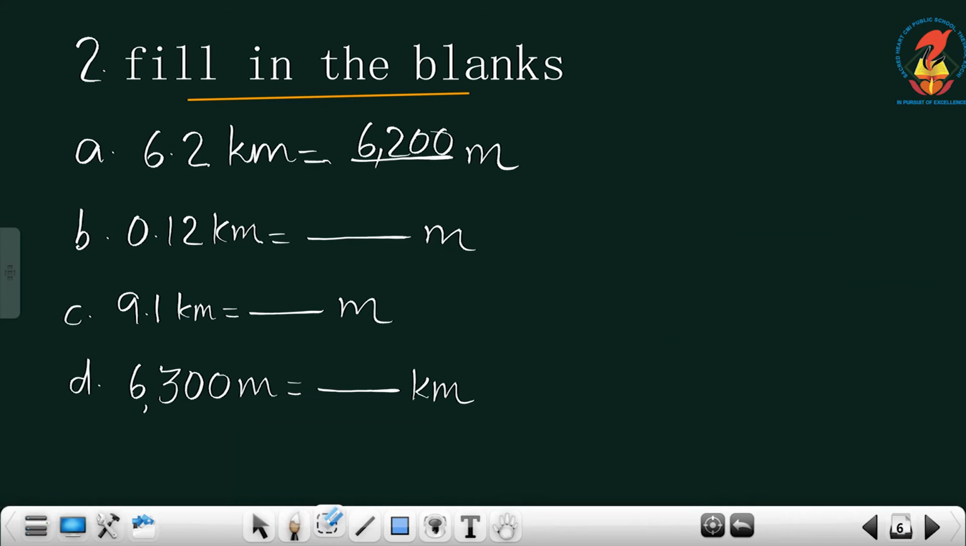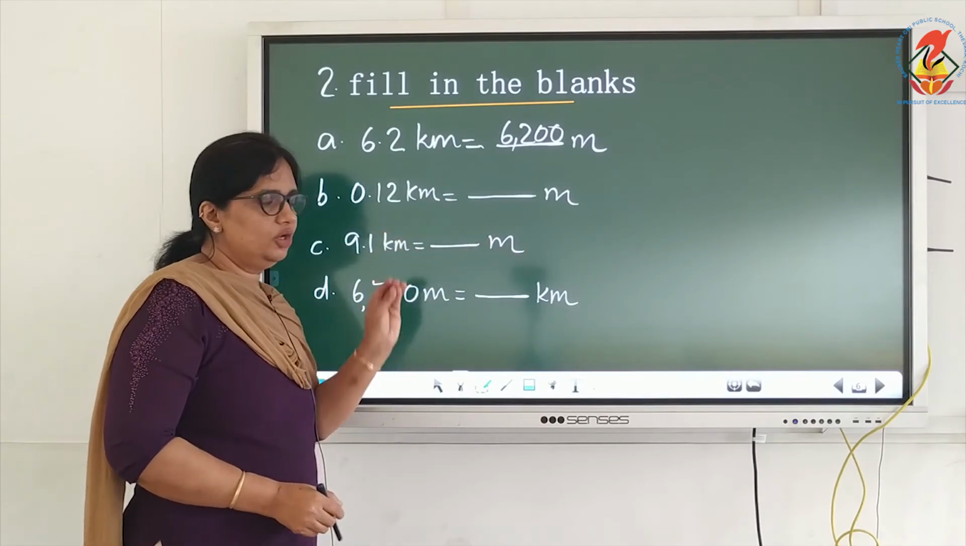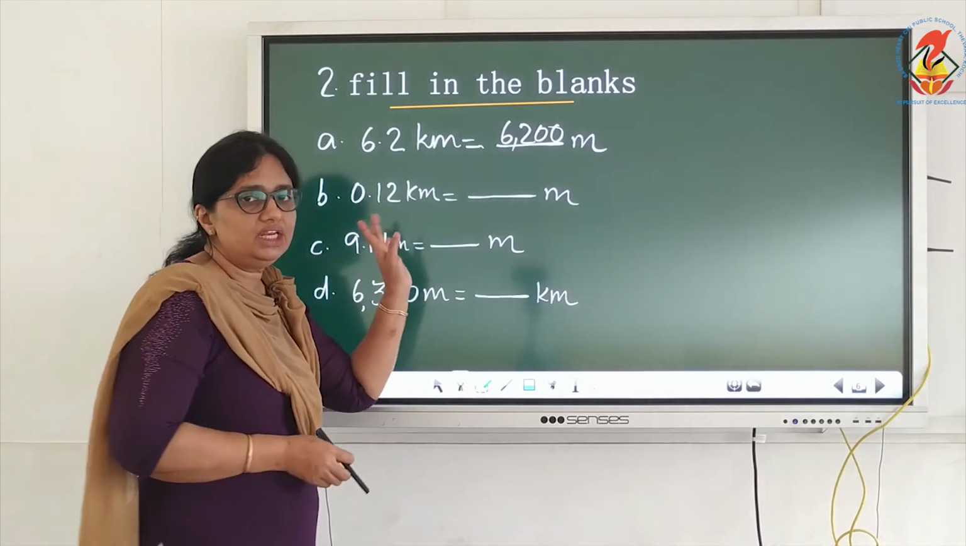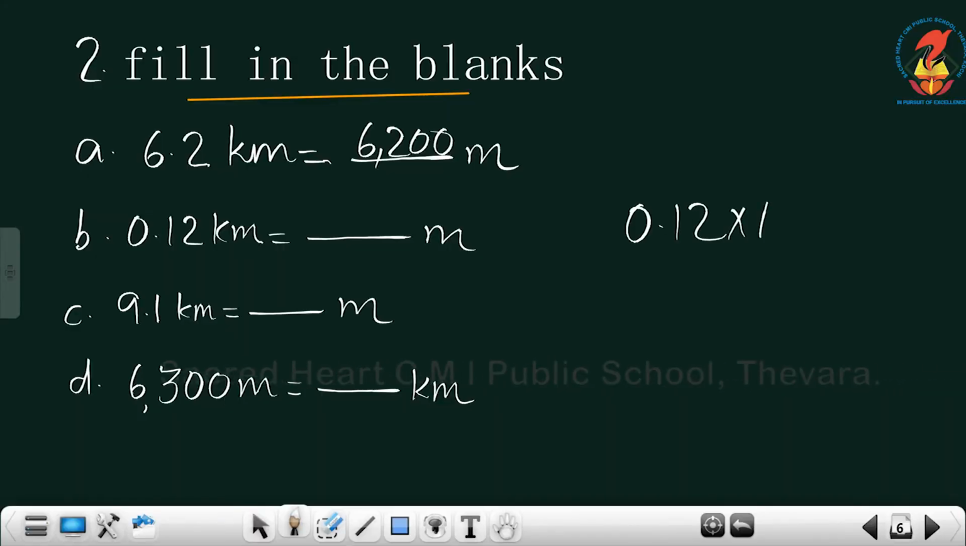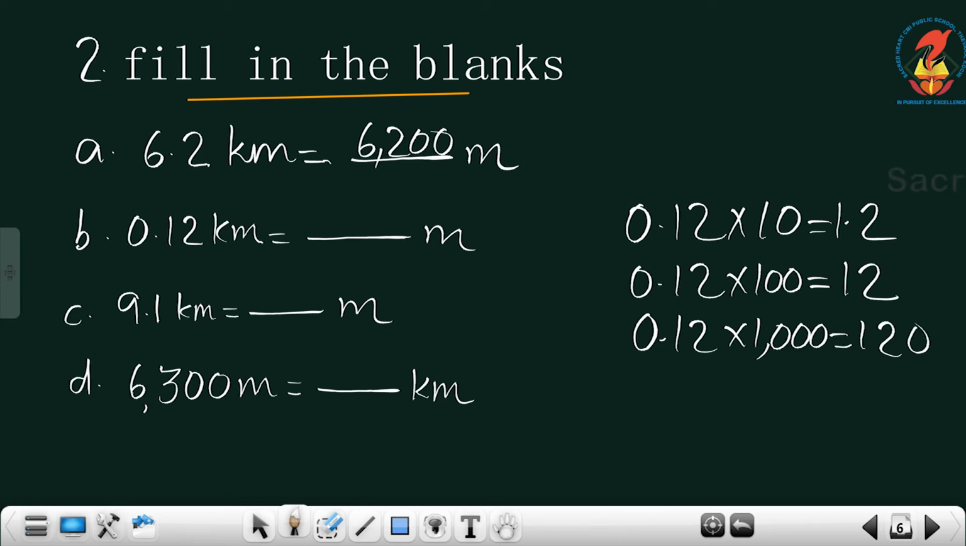Next one is 0.12 kilometer equals how much meter only, children? And here also bigger unit to smaller unit, and the relation between kilometer and meter is 1 kilometer equals 1000 meter only. So I need to multiply by what? 1000. The same, like 0.12 into 10, what will happen there? Decimal place moves one place to the right only. It will become 1.2. And 0.12 into 100, what will happen here? It will become 12. Okay. And 0.12 into 1000, what will happen here? It will become 120. Is it clear, children? Okay.